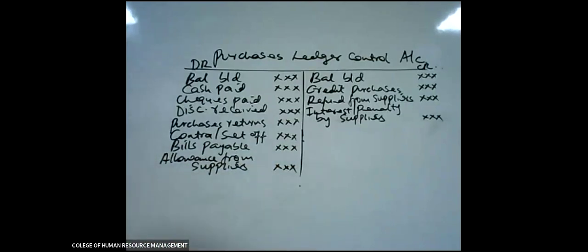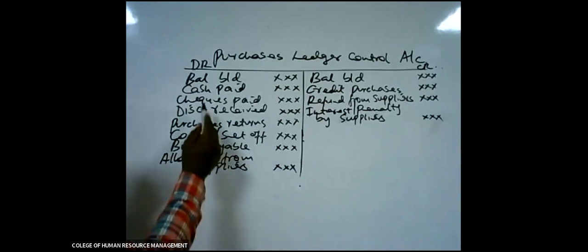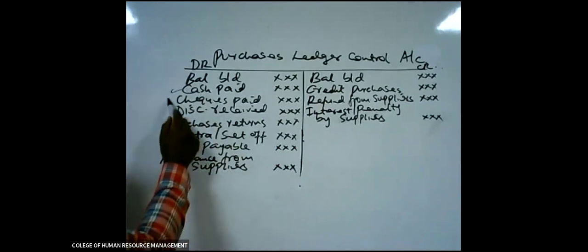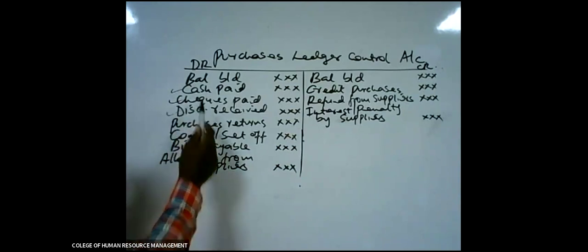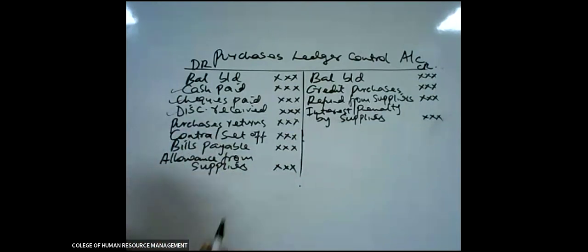Those are the entries that reduce the supplier's balance that we owe them. They reduce the liability. You reduce the liability by paying by cash, by paying by check. When you receive discount, it reduces what you are supposed to pay. If you return some goods back to the suppliers, it reduces the amount that they were charging you.